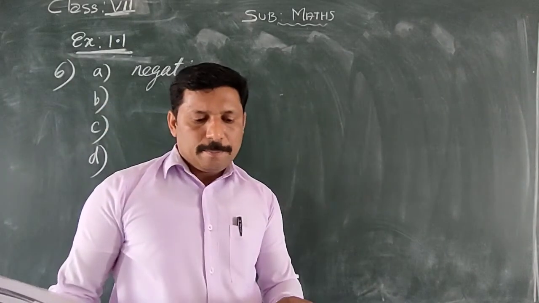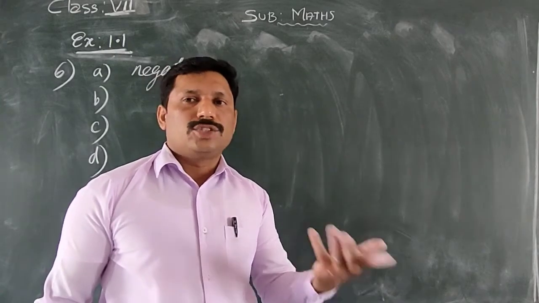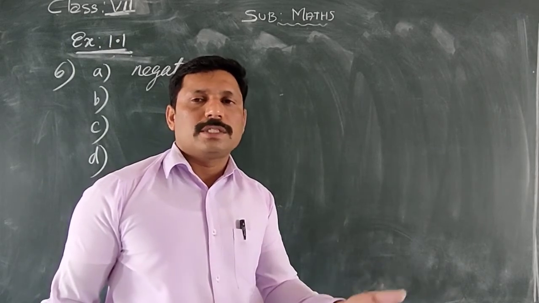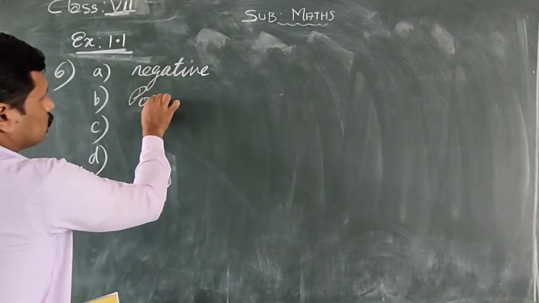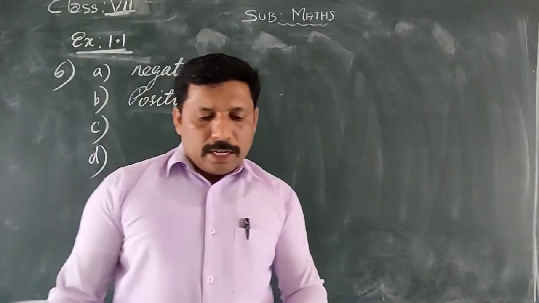Look at question B. If 16 positive integers are multiplied together, what will be the sign of the product? 16 positive integers. An even number of positive numbers always makes a positive. So here the answer is positive.